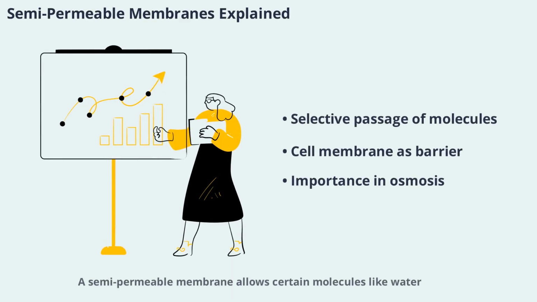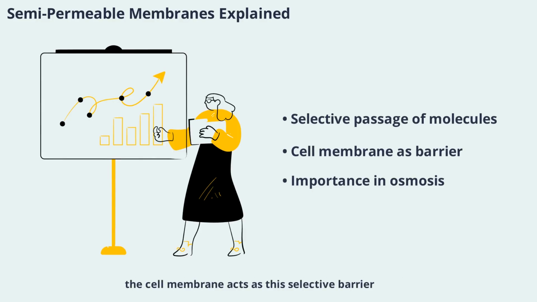A semi-permeable membrane allows certain molecules, like water, to pass through while blocking larger molecules. In plant cells, the cell membrane acts as this selective barrier. Materials like visking bags and cellophane paper can also serve as semi-permeable membranes in experiments. If a rubber sheet is used, it blocks all movement, while a muslin cloth allows everything to pass, showing the importance of selective permeability in osmosis.